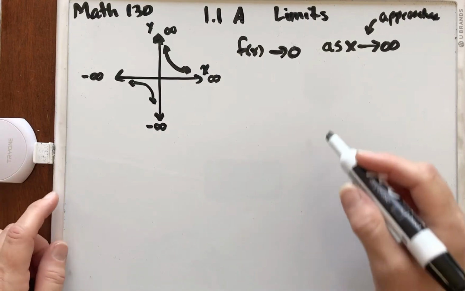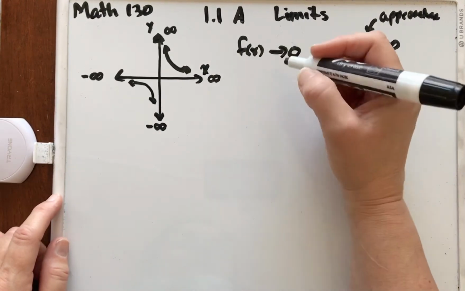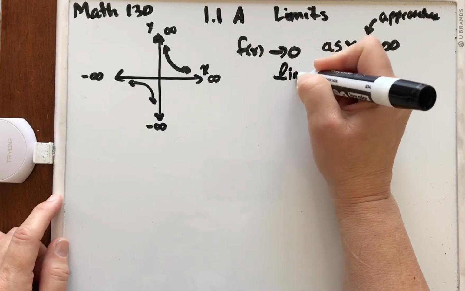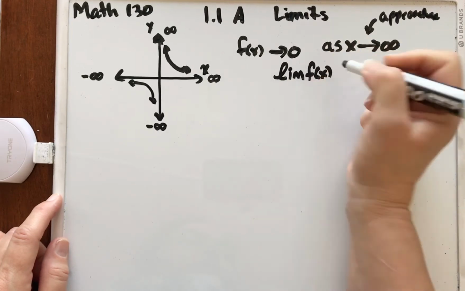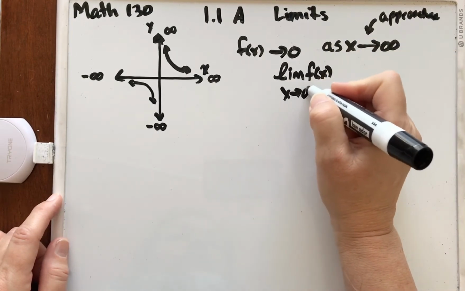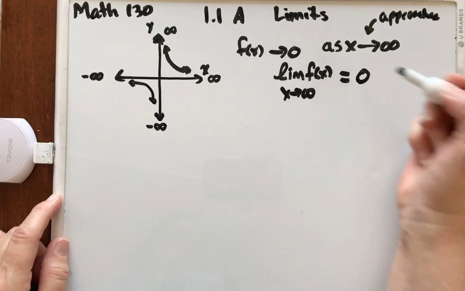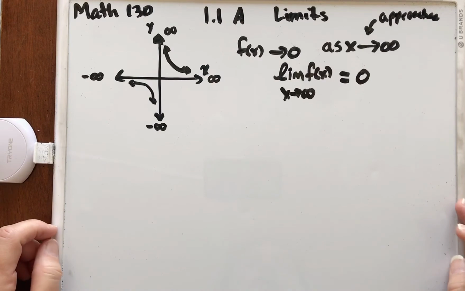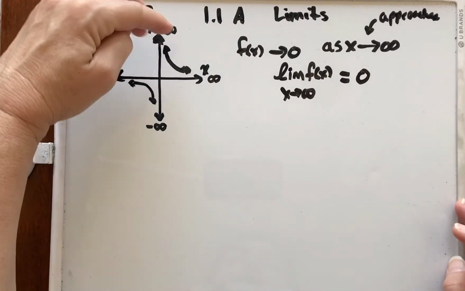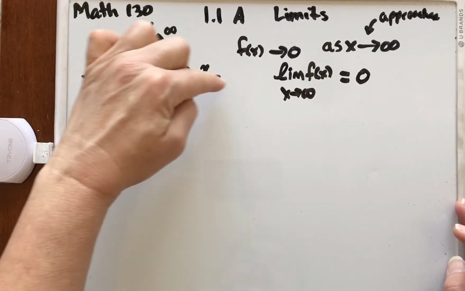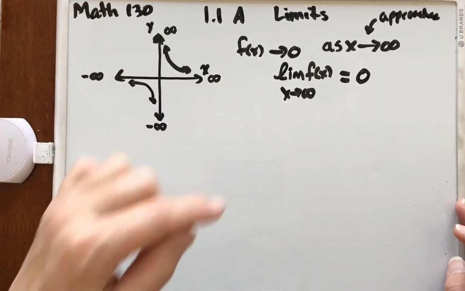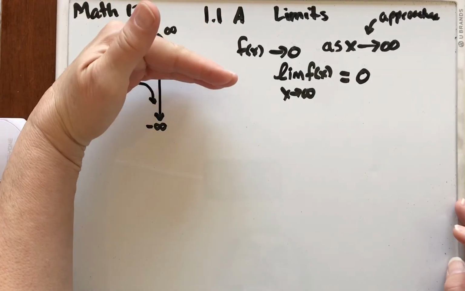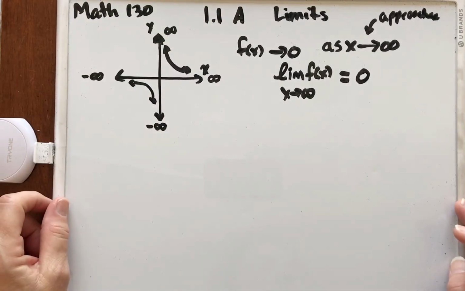Okay, so we can rewrite this as just stating the limit of f of x as x approaches infinity equals 0. All right, so a limit is something we approach. And here f of x is approaching 0. It never gets to the x-axis, but it's approaching 0. That means the y value is getting closer and closer to 0.